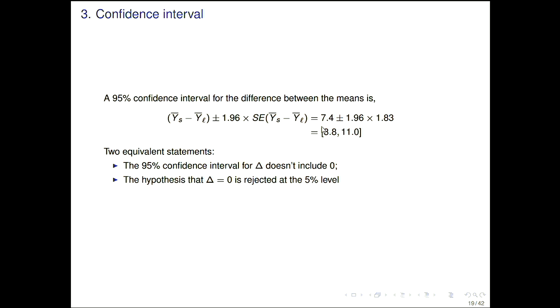So using those numbers that we have already seen, the critical value is 1.96. So it is going to be easy to compute the confidence interval. This interval is between 3.8 and 11.